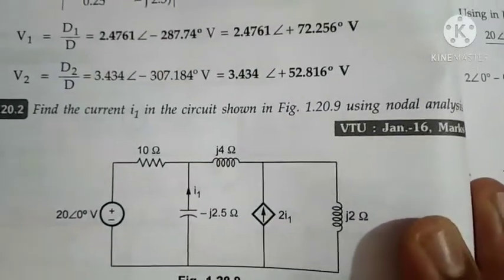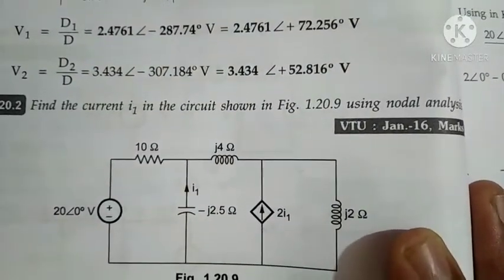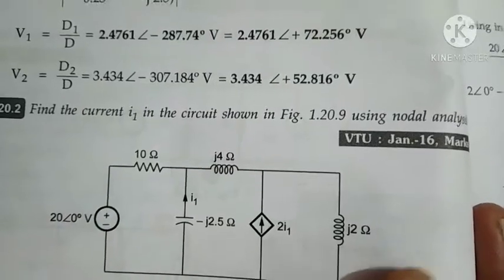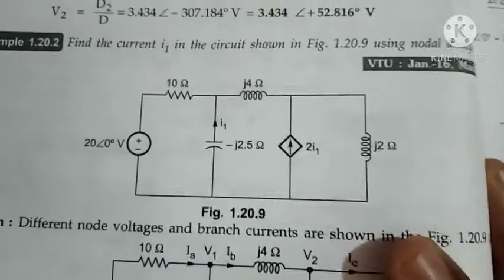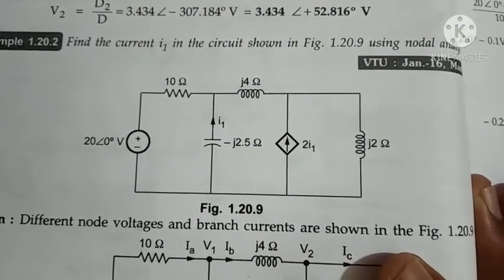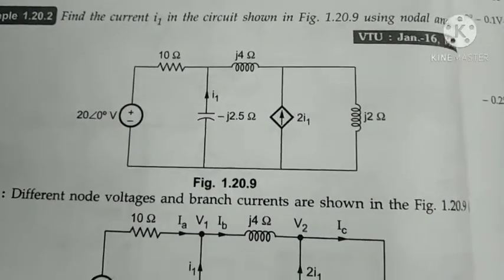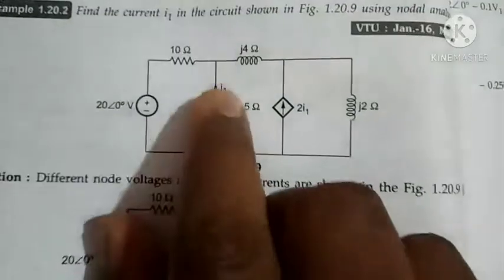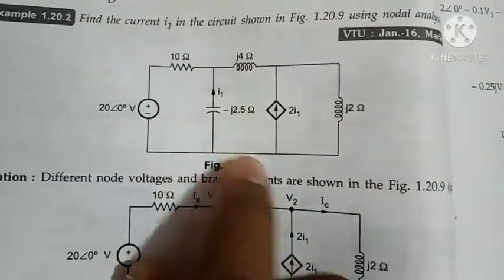Find the current I1 in the circuit shown in the figure using nodal analysis. They have given the circuit and they are asking us to calculate the current I1 using nodal analysis. First step is we have to identify the nodes. How many nodes are there? 1, 2 and 3 nodes.